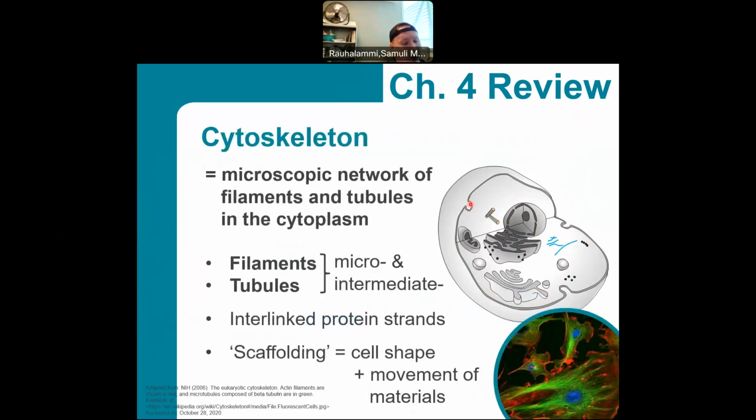I also wanted to highlight the cytoskeleton of the cell. These are microscopic tubes and filaments forming a network within the cell and cell cytoplasm, kind of anchoring things in their place, forming a scaffolding, giving the cell its shape, and also providing movement pathways for materials to travel across the cell. So an important part of the cell.